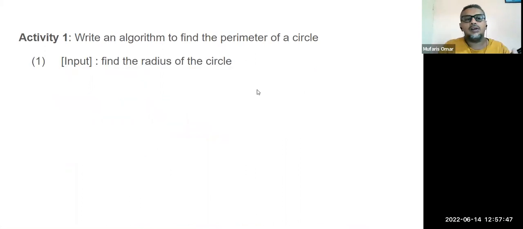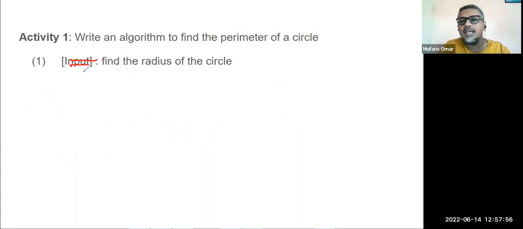First, see, this is why: because I have included this in the bracket, that means you don't need to say this is an input. When you write an algorithm, you say, okay, find the radius of the circle. That is the first step. You find the radius.